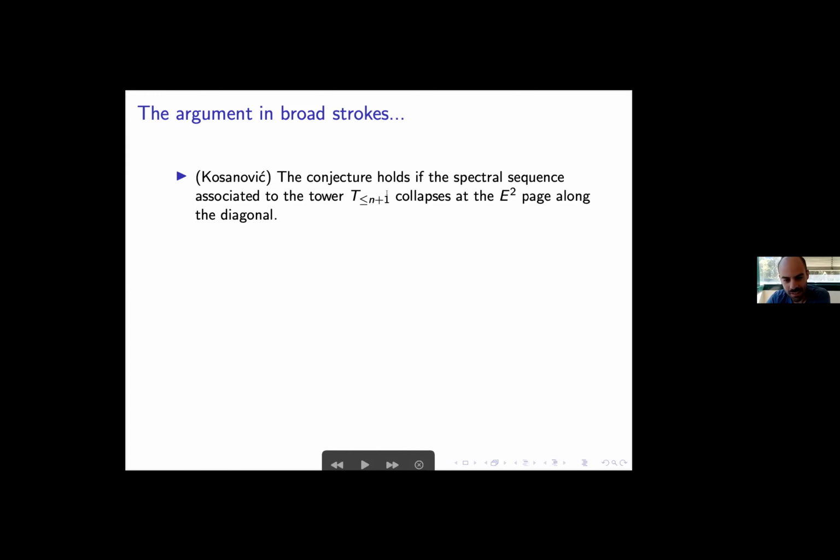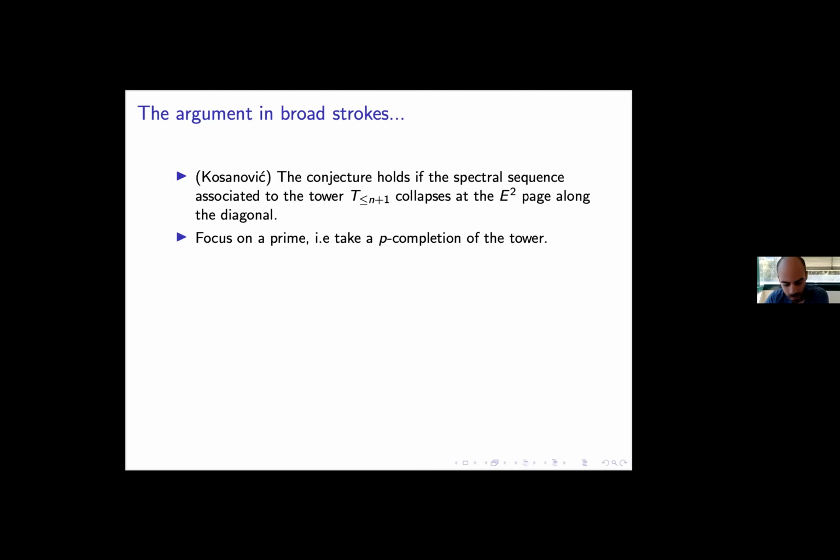There is this evaluation map, and you can vary the cardinality. So you get a tower of spaces, and you can look at the spectral sequence associated to the tower. And there's this important result of Kozanovic that says that essentially, if you want to prove the conjecture that the invariant is universal with the integers, you have to prove that it collapses at the E2 page.